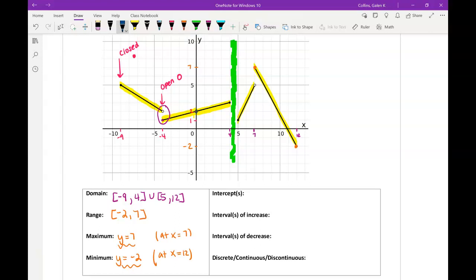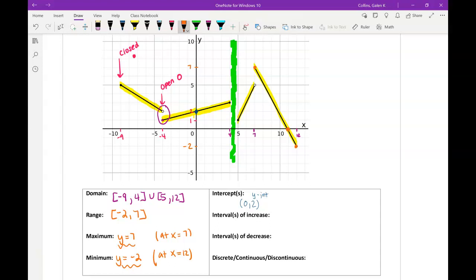My y-intercept is right here on the y-axis where x is 0. So that's the ordered pair (0, 2). I'm going to label that y-int for y-intercept. I only have one x-intercept, but a function could cross the x-axis or touch the x-axis multiple times.